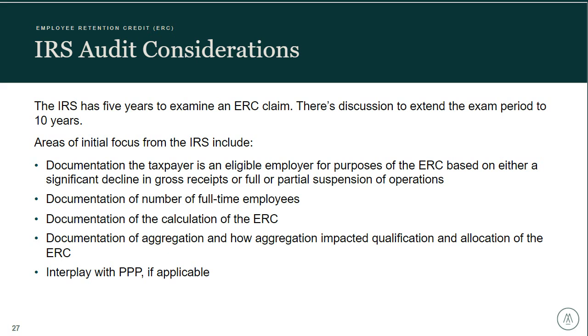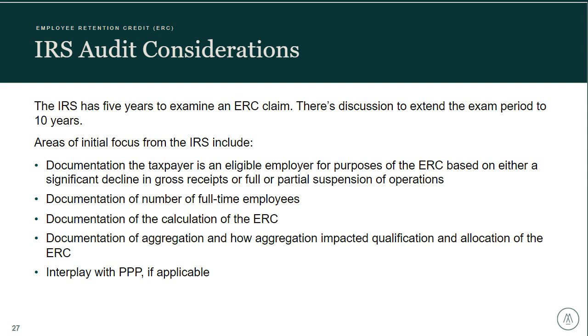And then lastly, not exactly the last bullet point because we talked about PPP, but documentation of aggregation and how the aggregation impacted the qualification and allocation of the credit. I think we touched on it briefly, but if you have to aggregate businesses, there may be additional gross receipts that you have to take into consideration, and that presents opportunities. It presents both opportunities for other parts of a business to qualify that you might not have initially considered. It also presents a risk that by adding in those gross receipts, it might disqualify the business. Having that analysis done today is very important.